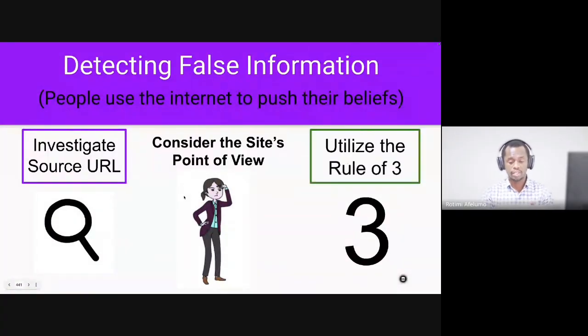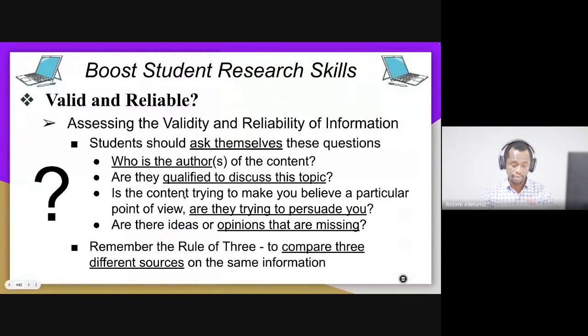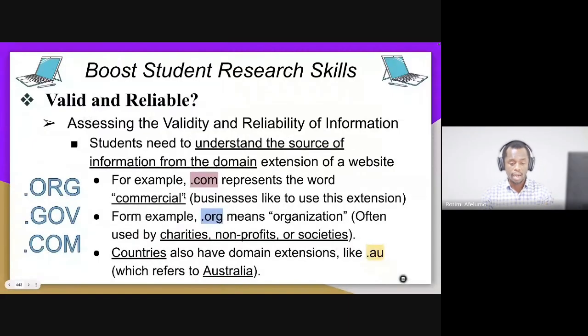Investigate the source URL, consider the site's point of view, utilize the rule of three. So it is very, very necessary that we do that. Valid and reliable. Students should ask themselves this question: who is the author? Are they qualified to discuss the topic? Is this content trying to make you believe a particular point of view? Are they trying to persuade you? Are there ideas or opinions that are missing? So remember, the rule of three, to compare three different sources, is very, very important.